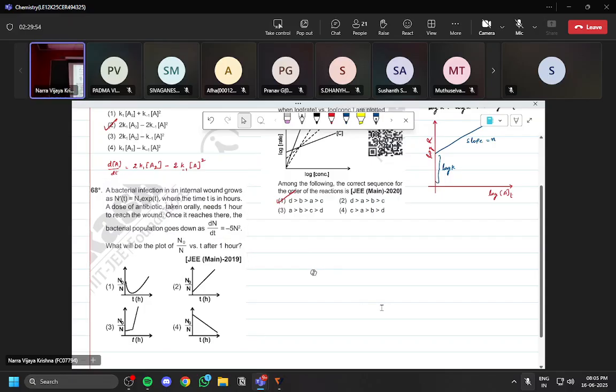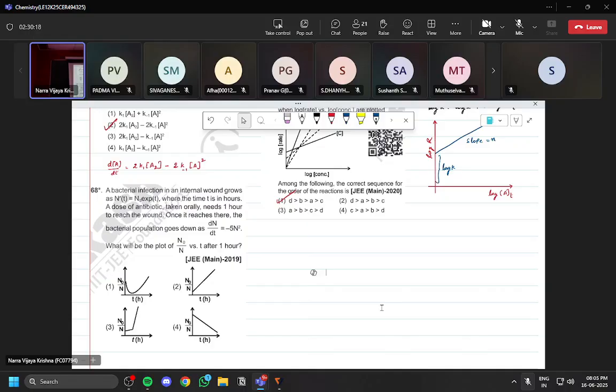A bacterial infection means bacteria will grow or bacteria will decrease. Grow means bacterial multiplication reaction. Already we have seen the equation for bacterial multiplication. We will not write minus dN by dt. We will write it as plus dN by dt.